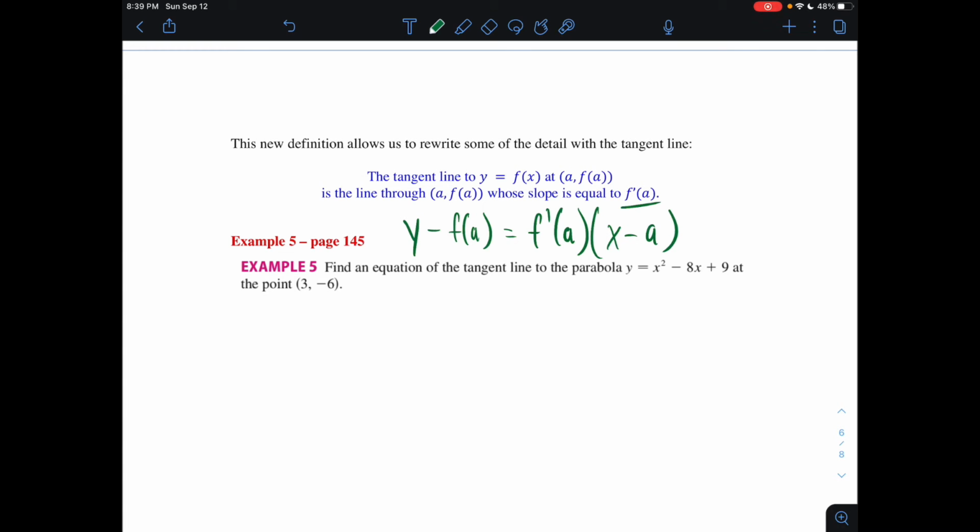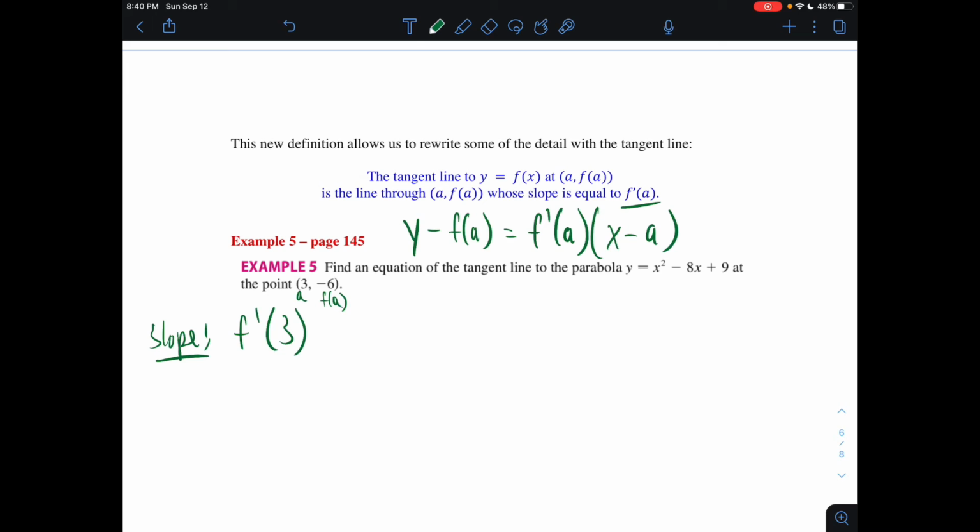So let's find an equation of the tangent line to the parabola y equals x squared minus 8x plus 9 at the point (3, negative 6). So again, you know what to do from our previous work. We need to find the slope. The slope is just f prime of, in this case, 3, because that's our value for a. And then once we have that, we can use the point slope form because f of a is negative 6.